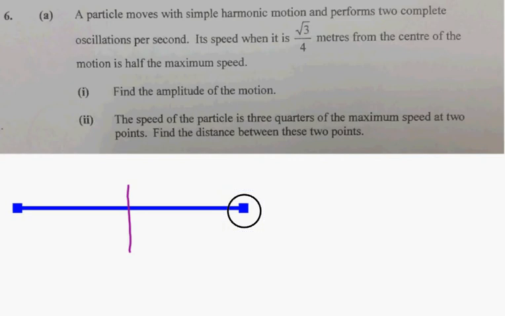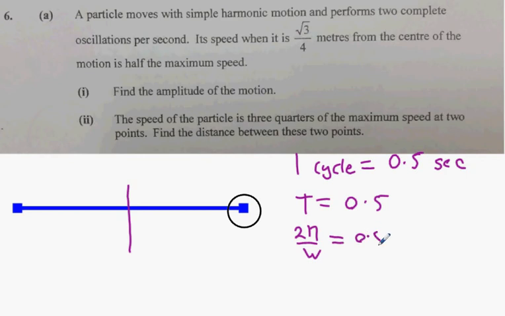Okay, so the first thing is it completes 2 complete oscillations per second. 2 oscillations per second is 1 cycle in half a second. Now, what's the time taken for a cycle called again? Period. Period is 0.5. Your period formula is 2 pi over omega equals 0.5. Isolate omega. Omega equals 2 pi over 0.5. Omega equals 4 pi. You're on 5 marks.